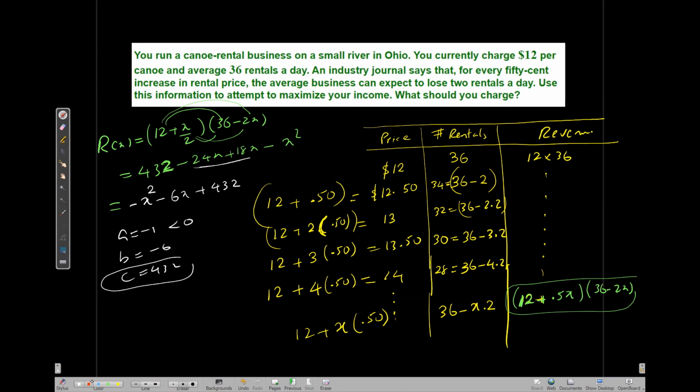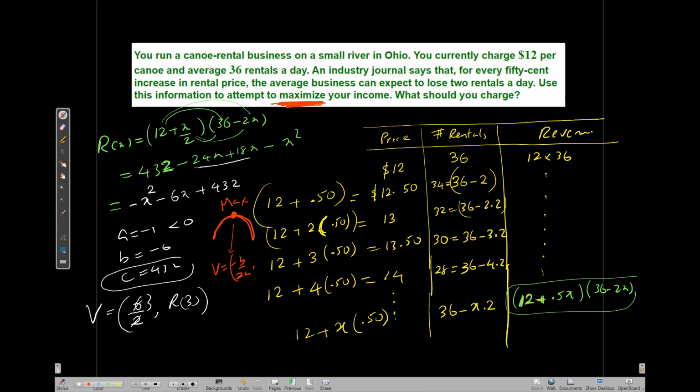Because a is negative, you have a parabola opening down, and we have a max, which is nice because we are on the correct path. We are looking for the maximum. Now, that maximum occurs at x equals negative b over 2a, and then R of that value. So let's find that vertex: negative b, so negative negative 6, positive 6, over 2a, 2, so that is 3, and R of 3.